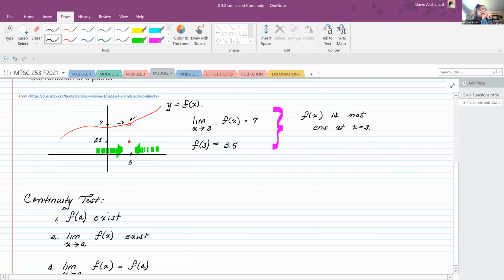Okay. Do you remember all of that? And does that feel comfortable to you, Anaya? The limits, yeah. The limit and the continuity test. Oh, continuity.